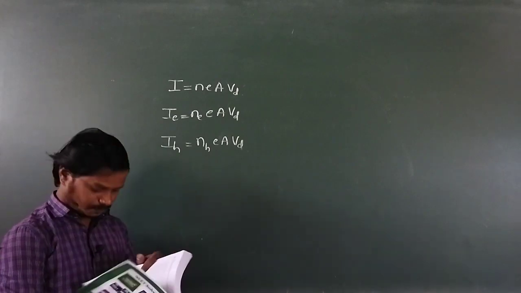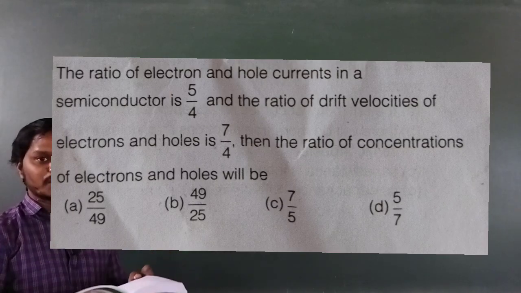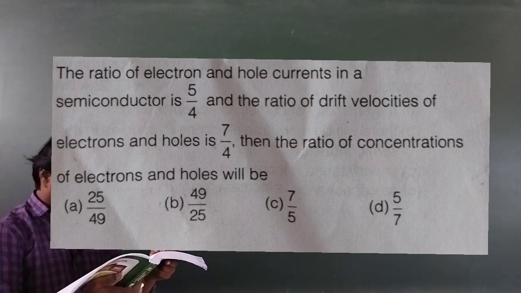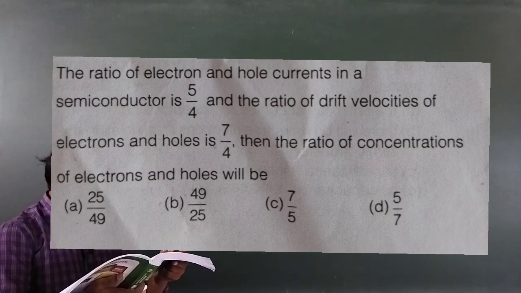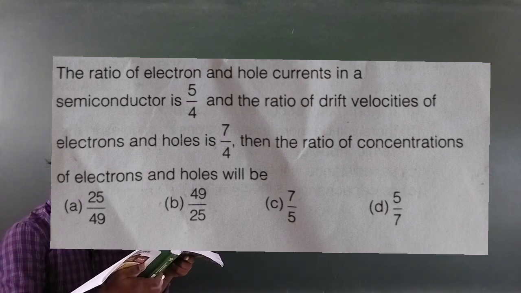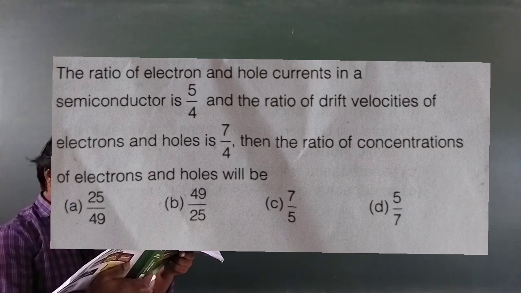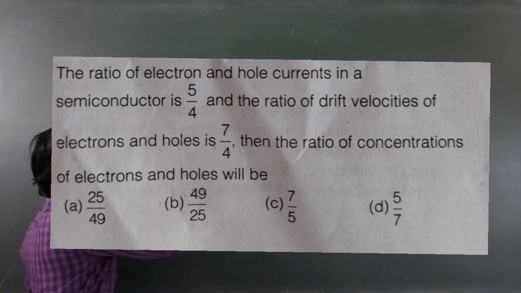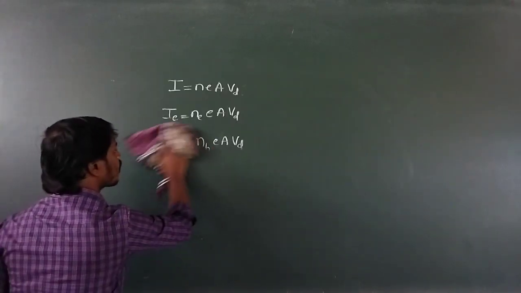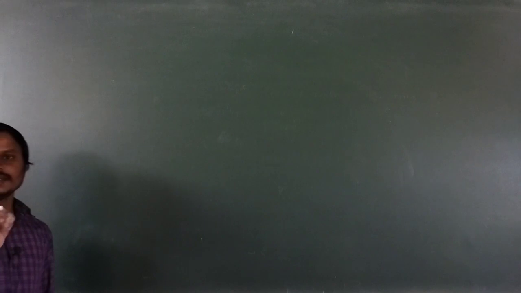Now what is our question? The ratio of electron and hole currents in a semiconductor is 5/4, and the ratio of drift velocities of electrons and holes is 7/4. Then the ratio of concentrations of electrons and holes will be, what we have to find? Our aim is to find Ne by NH. So by using this relation we are going to solve for the ratio of Ne to NH.